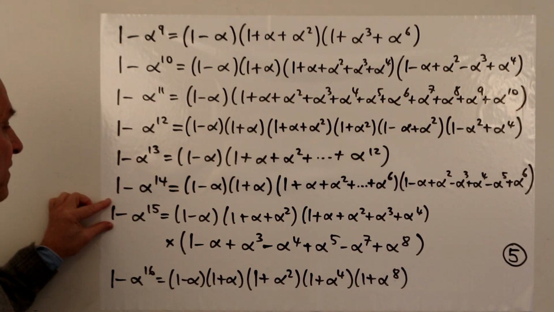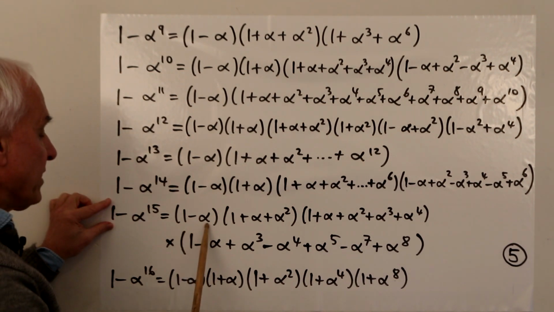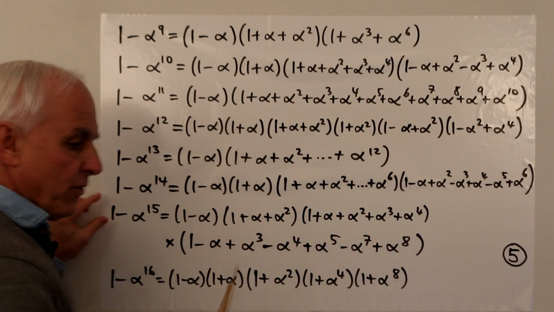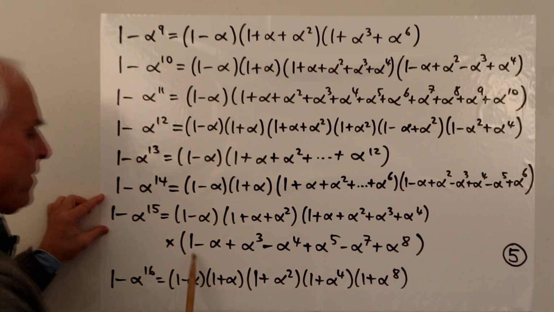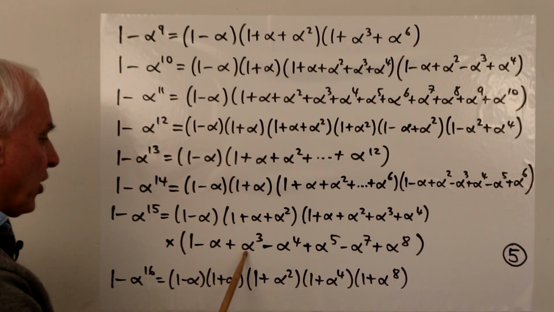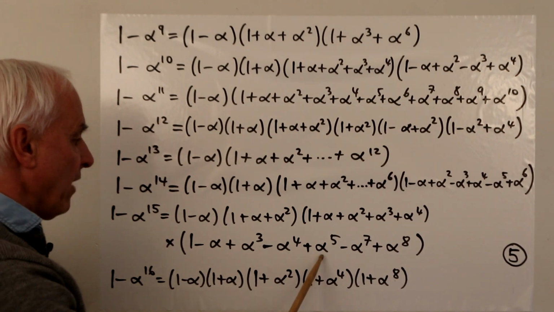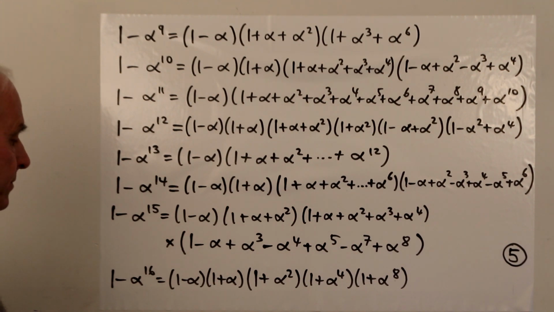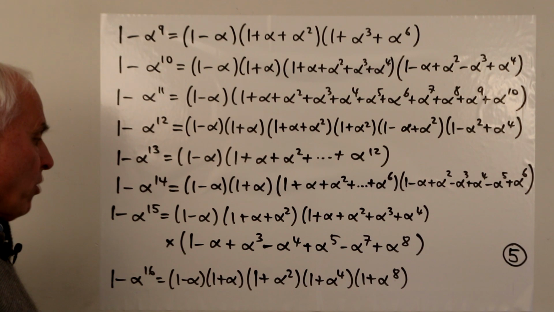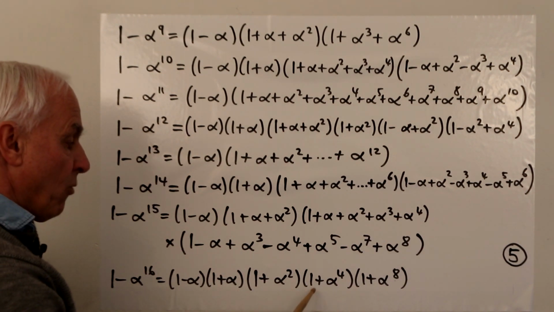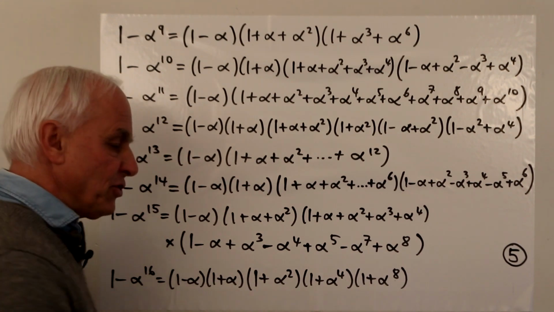1 minus alpha to the 15 is 1 minus alpha times 1 plus alpha plus alpha squared times this one here, that's associated sort of to the 1 minus alpha to the 5th. And then this new one, which is a little bit odd, 1 minus alpha plus alpha cubed minus alpha to the 4th plus alpha to the 5th minus alpha to the 7th plus alpha to the 8th. And then with 1 minus alpha to the 16, we get something that's somewhat more predictable. 1 minus alpha, 1 plus alpha, 1 plus alpha squared, 1 plus alpha to the 4th, 1 plus alpha to the 8th.